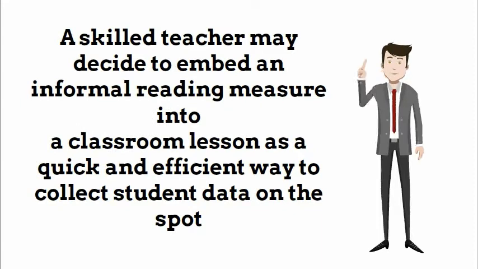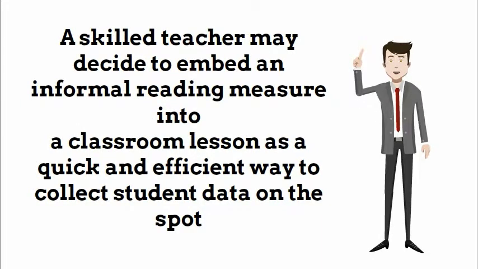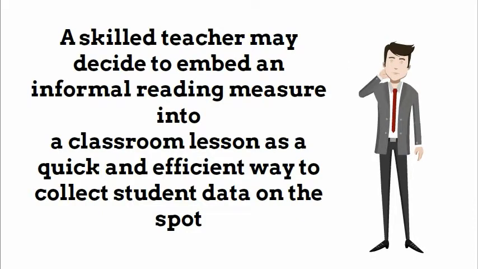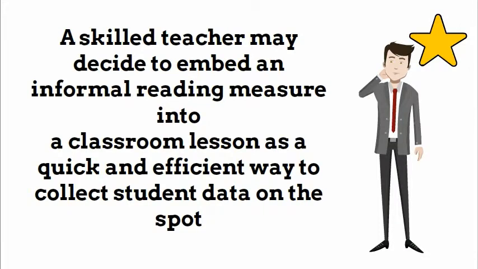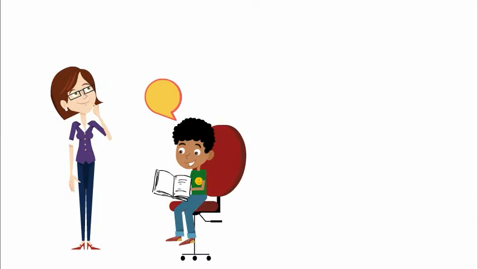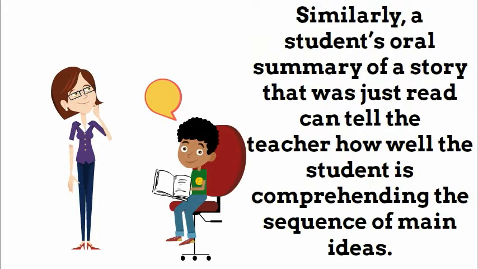In addition to formal assessments, a skilled teacher may decide to embed an informal reading measure into a classroom lesson as a quick and efficient way to collect student data on the spot. For example, listening to how a student reads a text that is slightly too difficult can yield useful information about decoding strategies. Similarly, a student's oral summary of a story that was just read can tell the teacher how well the student is comprehending the sequence of main ideas.